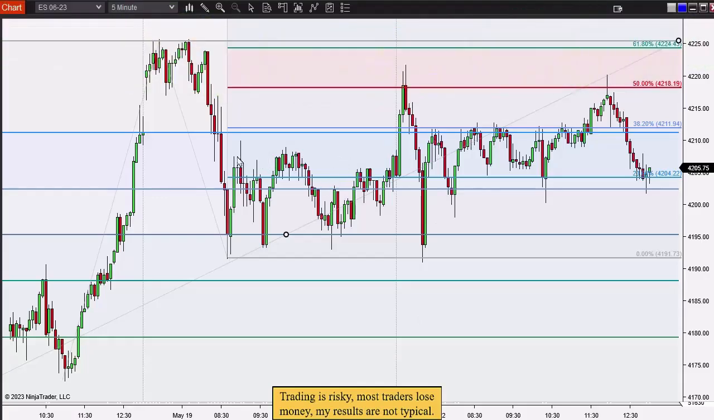Now, I find it better when you use multiple tools. So now we can look again. Remember what we did? What did we do? We drew it from that high to that low, the extension.